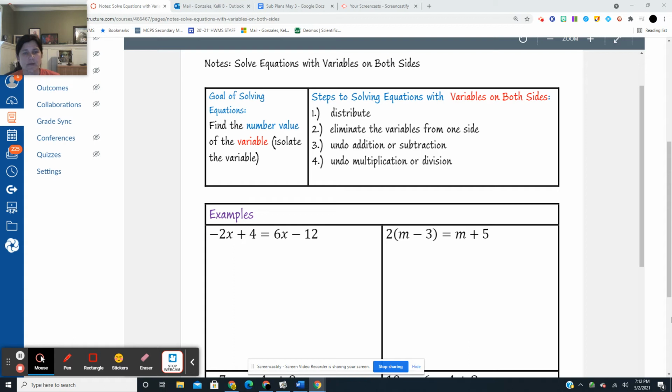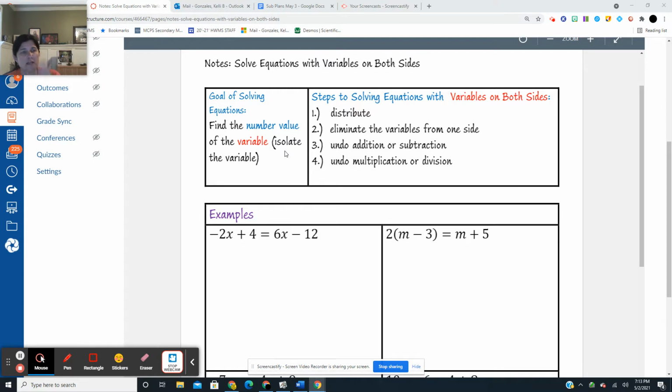Okay, today we are going to continue our learning about solving equations. And the goal, if you remember from last class, the goal for solving an equation is to find the number value of the variable. And one way we can do that is by isolating the variable or getting the variable alone on one side of the equal sign. That means all the numbers will be on the other side, and that tells us the value of the variable.